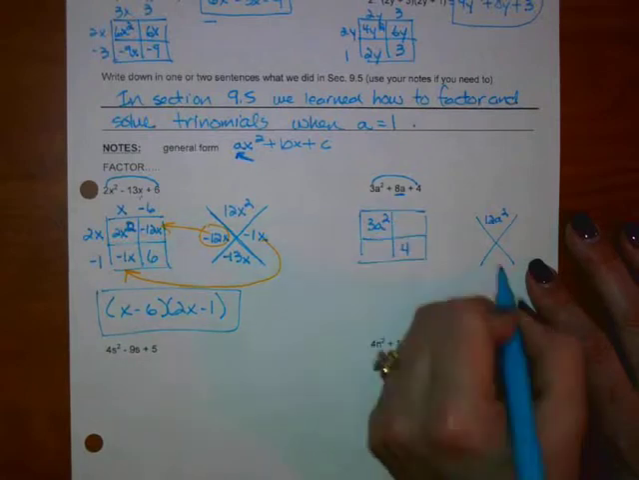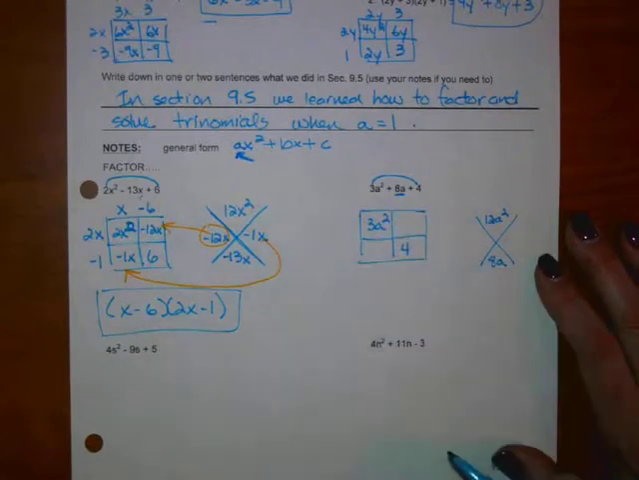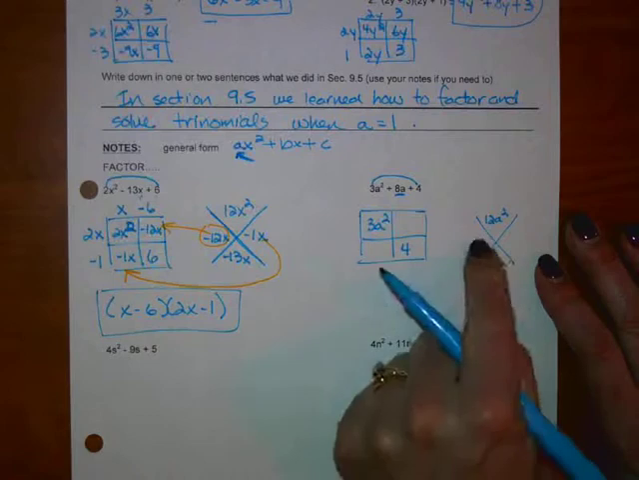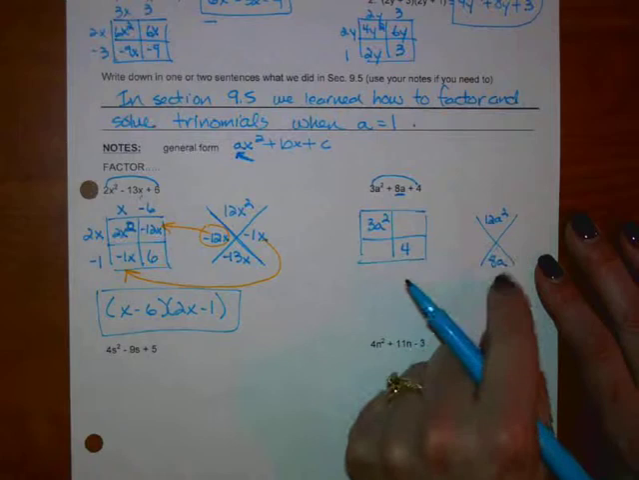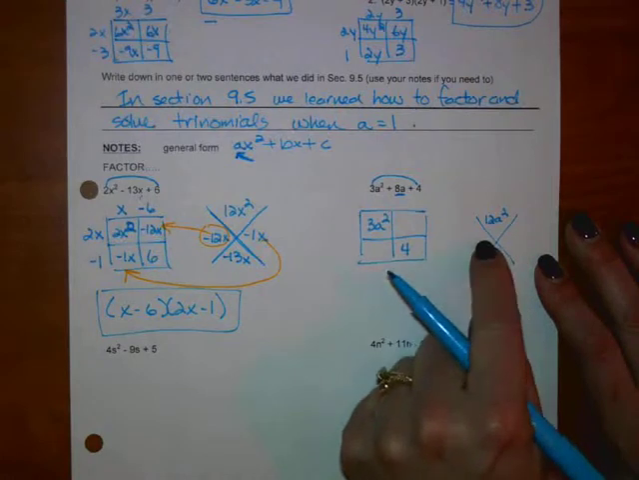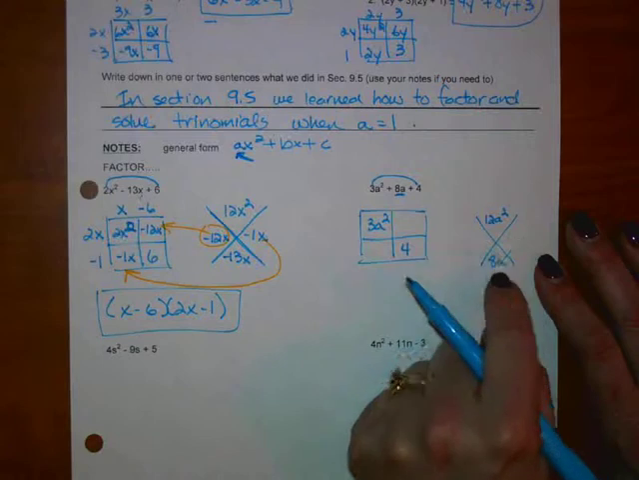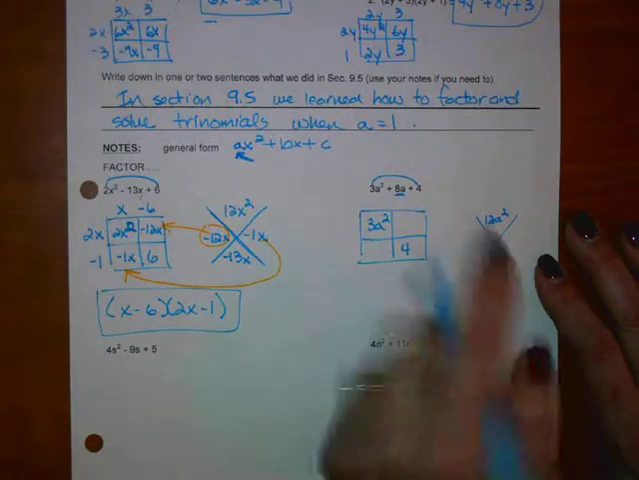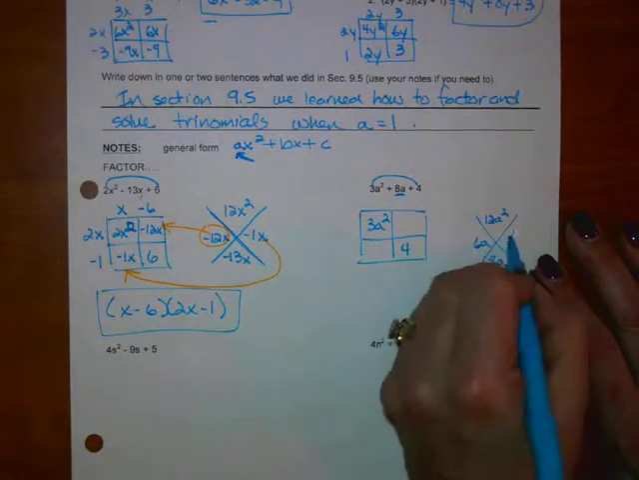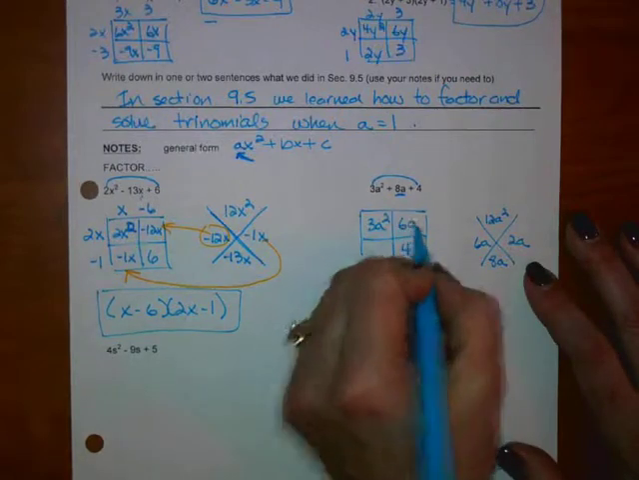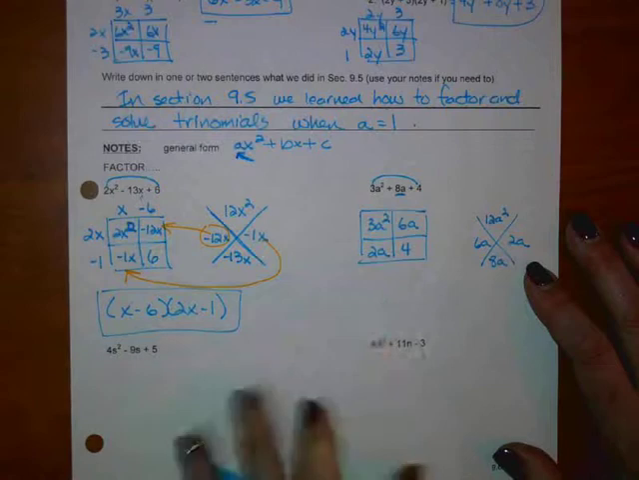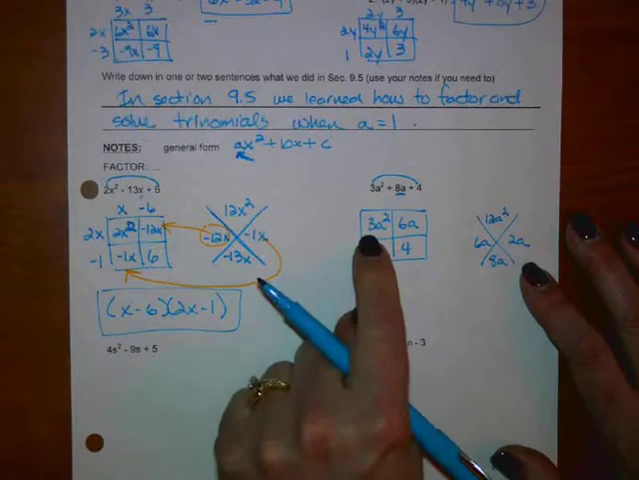The middle term goes down here. And then I've got to think about what multiplies together to give me 12a squared and adds together to give me 8a. I know that factors of 12 are 3 and 4. That doesn't work. 6 and 2. Oh, that works. So 6a, 2a. That's what goes in here. 6a, 2a. Let's see what I can divide out.